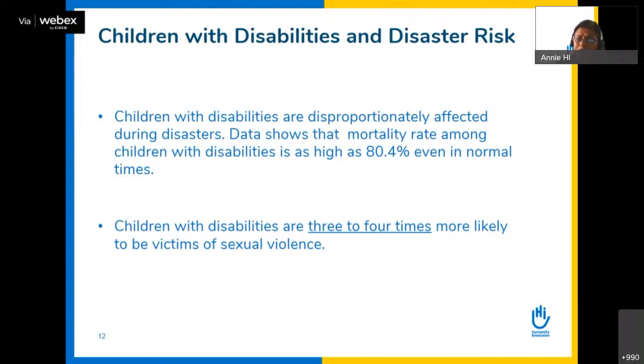How do you explain to a child that this is a good touch, bad touch when the child has a hearing impairment or has some intellectual disability? Sometimes they don't understand. And so we have to find different ways of talking about these things, making them aware, and ensuring that there's a safe space for children with disabilities.